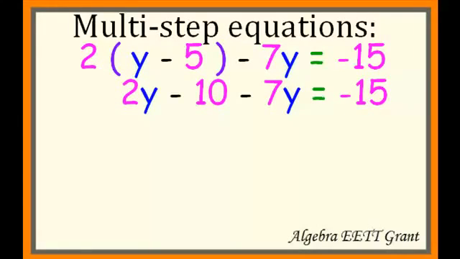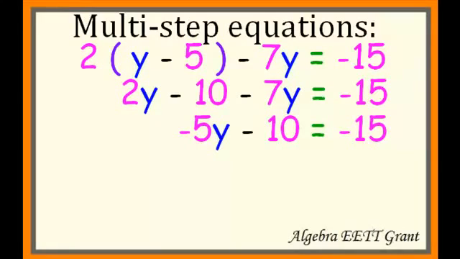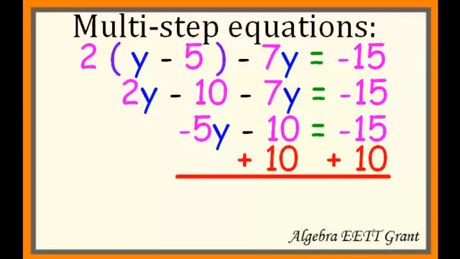Now, we collect like terms. So the 2y and the negative 7y will give you a negative 5y. Now, the negative 10, I just brought it down, and the negative 15, I brought it down. Now, this looks like a two-step equation. So to get the negative 10 to the other side, which is what we always have to deal with first, any number added or subtracted with our variable, we're going to add 10 to both sides. On the left side, the 10s cancel off, so we get negative 5y equals, and negative 15 plus 10 is negative 5.